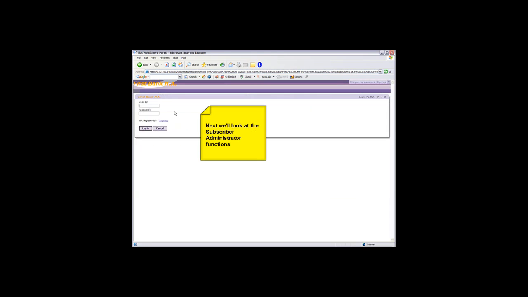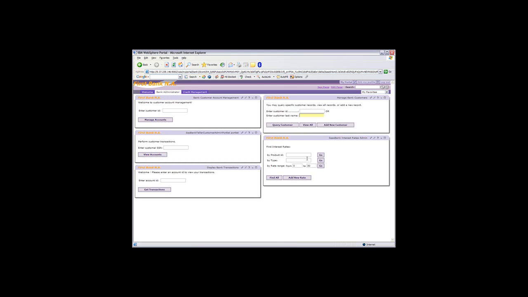Let's go ahead and look at some of the functions for the Subscriber Administrator. We will first log in to Bank 1 as a Bank 1 administrator. Here on the Administrators page, we see some of the things that the administrator can do. The administrator can manage bank customers, their accounts, the interest rates, and some of the teller operations.